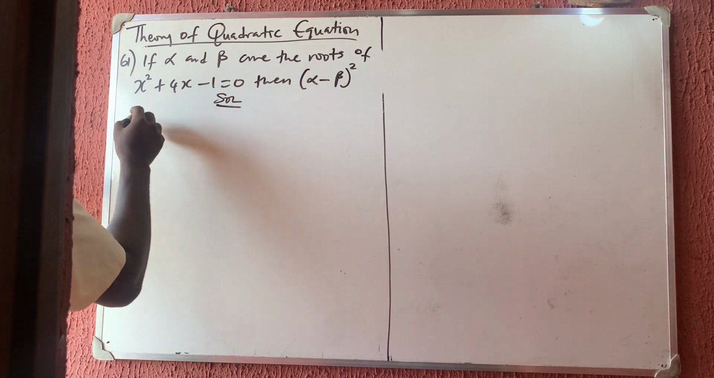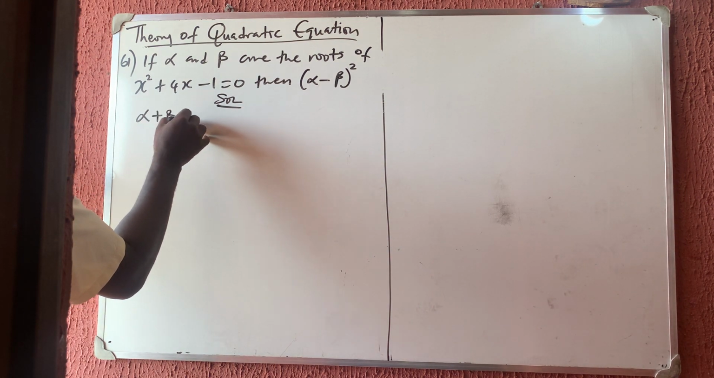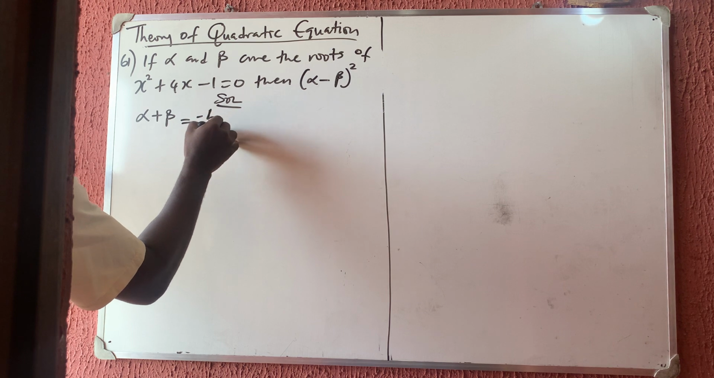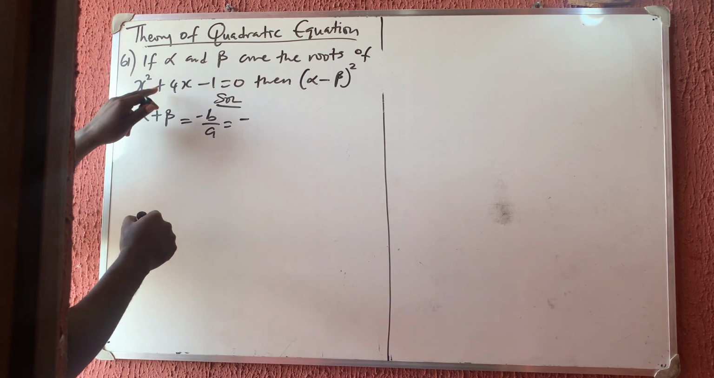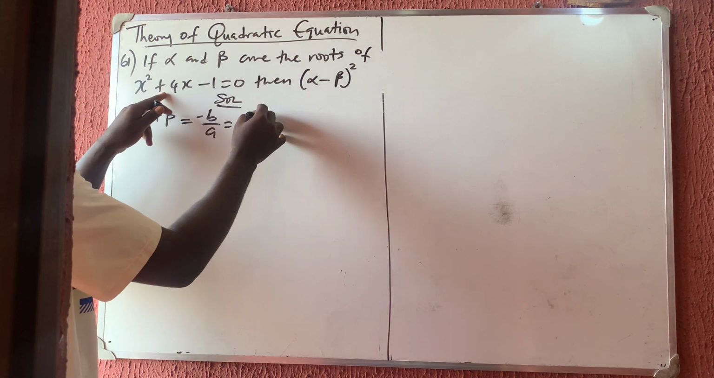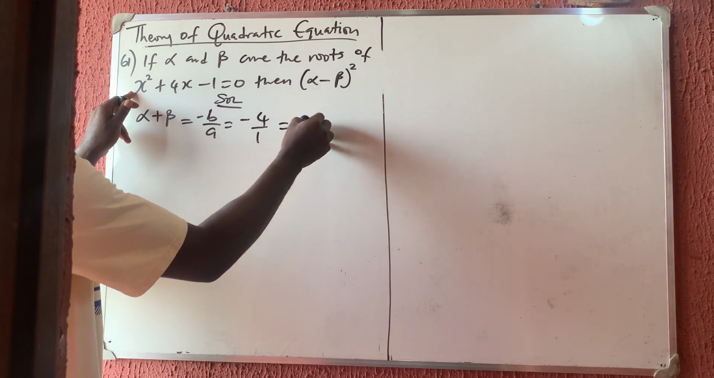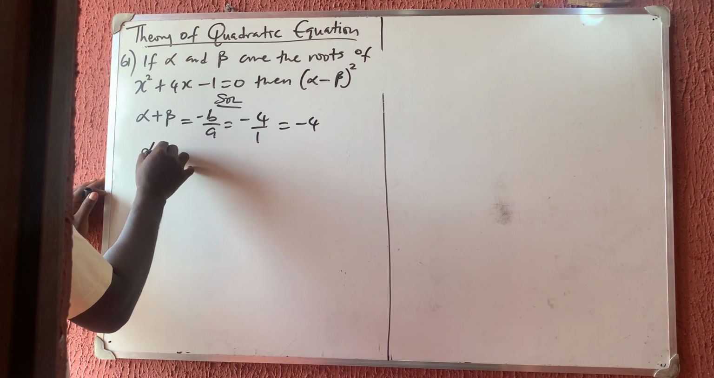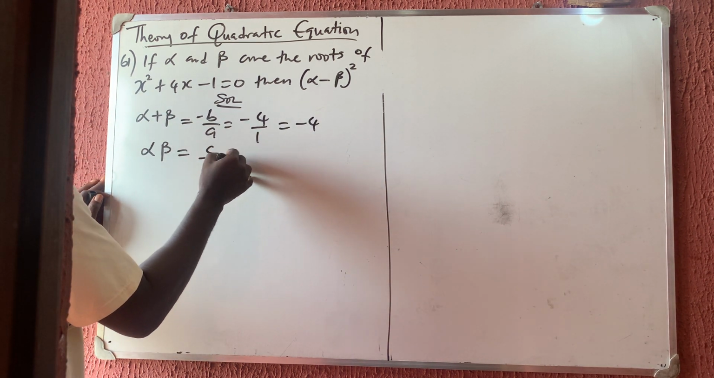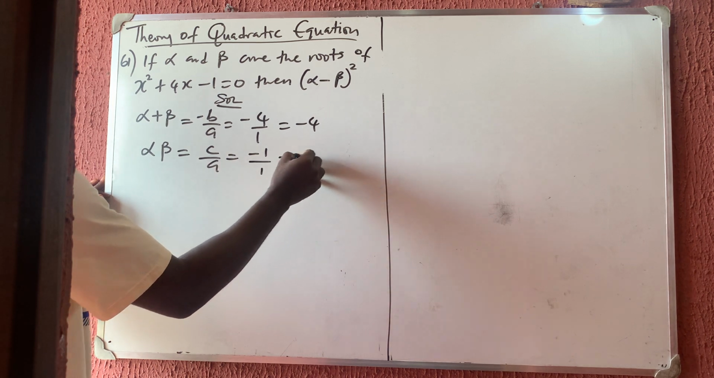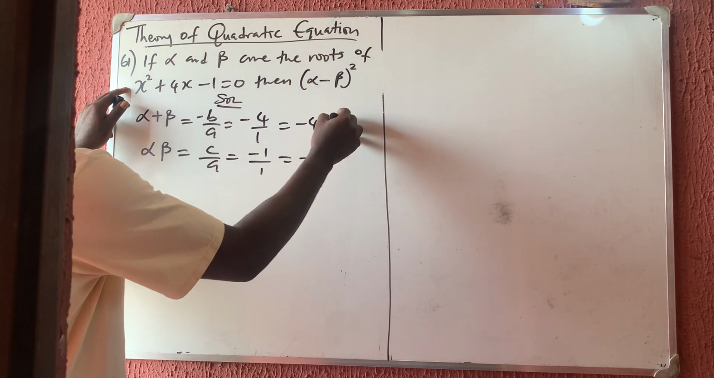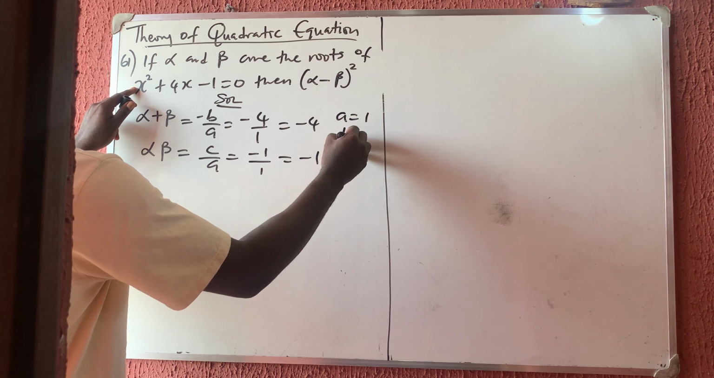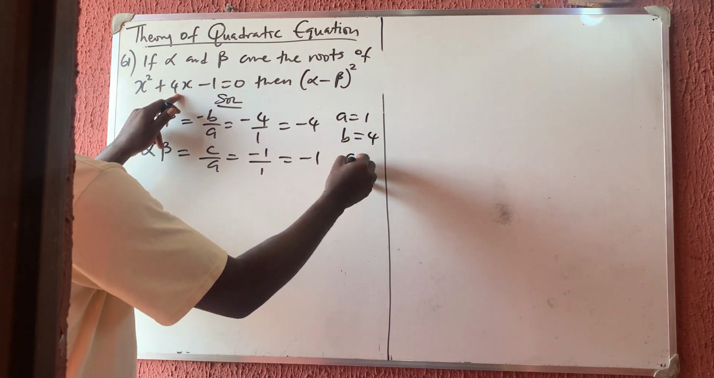Solution: the first thing we need to find is alpha plus beta. And what's the formula? Minus b over a, which is what? Minus, this is my a, b, and c. So minus 4 over 1, which is minus 4. The next thing is alpha beta. Alpha beta is c over a, which is minus 1 over 1, which is minus 1. Because my a is equal to this 1, my b is equal to this 4, and my c is equal to minus 1.